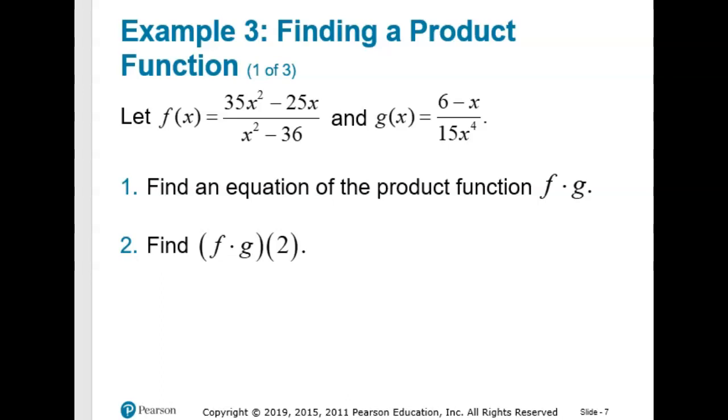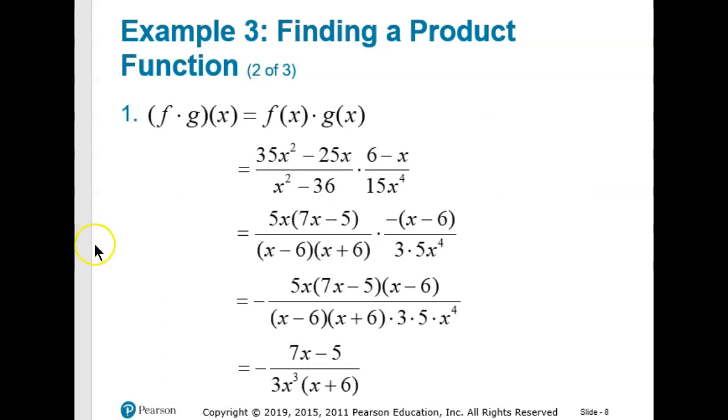So find the product of these two functions. F of x is equal to 35x squared minus 25x over x squared minus 36. And g of x is 6 minus x over 15x to the 4th. And when we find that and we combine those by multiplying them, product means multiplication, we will then evaluate it and substitute 2 in for x. So first, we need to simplify by factoring and then eliminating common factors.